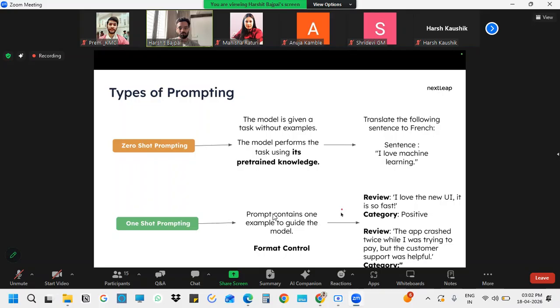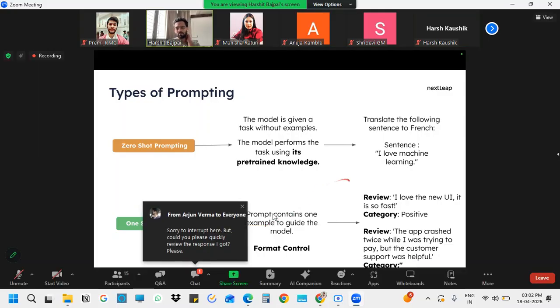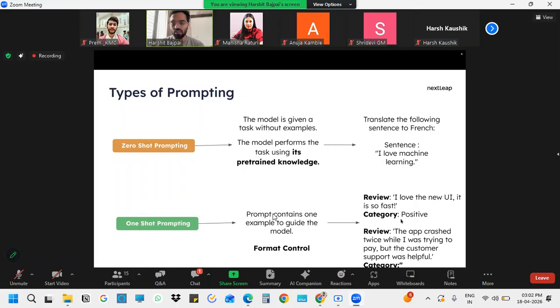I'll give an example. What does example mean? That is called one shot prompting. So basically, you give one example. What it means is, the review, I love the new UI. It is so fast, right? So we are basically categorizing the responses and reviews into positive, negative, etc. So the prompt would have that at the top. I have just showcased the example. So this is the example.